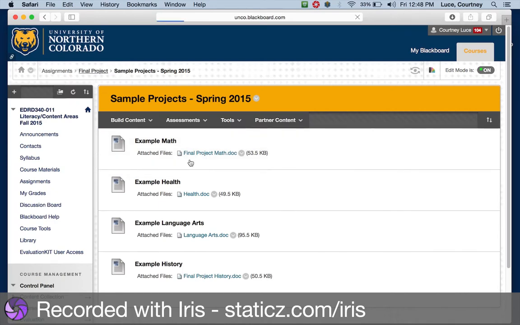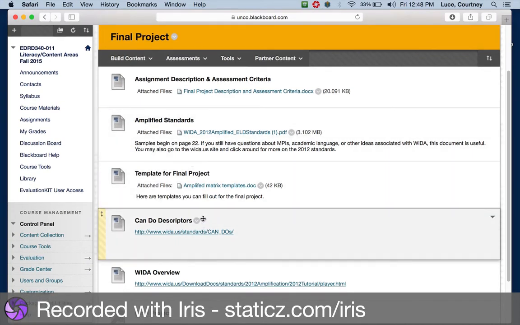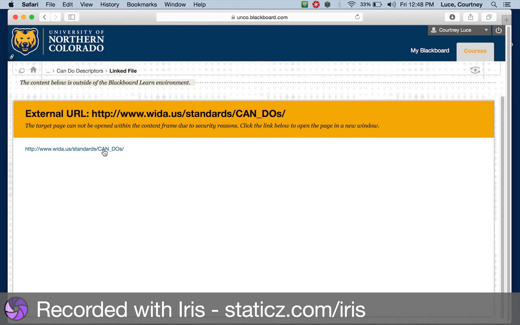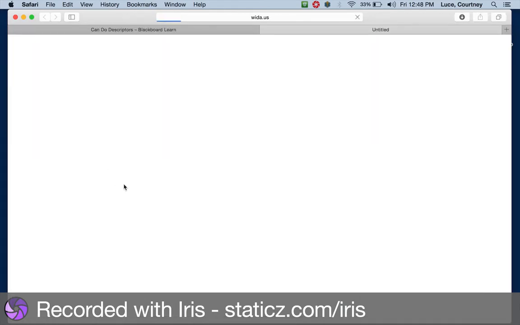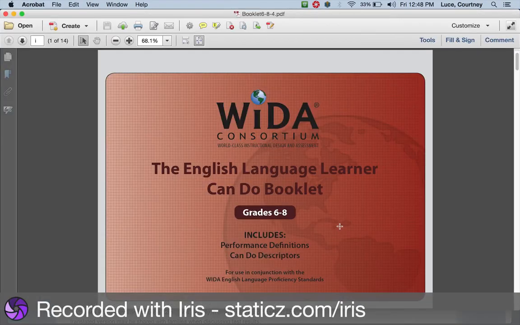To do this, the first thing you're going to want to look at is can-do descriptors. The reason we look at the can-do descriptors is because they help tell us what students can do at each level. If you click on this, it's going to ask you to go outside of Blackboard. I'm just going to go here to 6-8 because that's right in the middle, and open up the can-do descriptors.